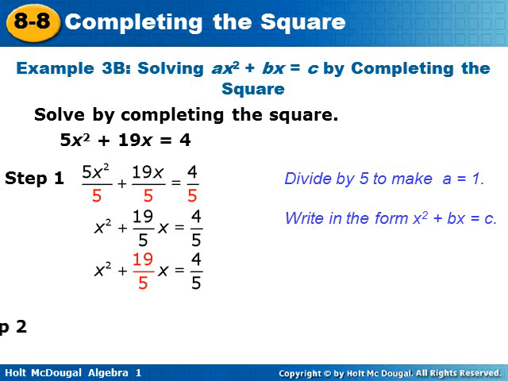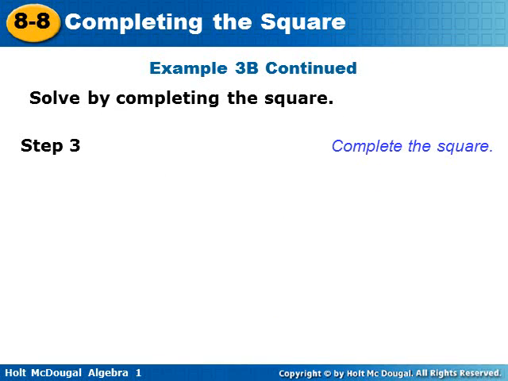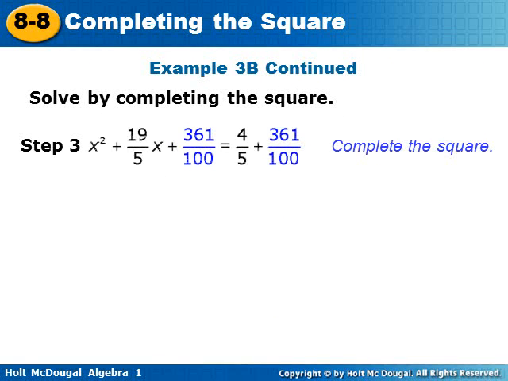And now b is 19/5. We have to divide by 2 and then square it. So 19/5 divided by 2 is like saying times 1/2. If you think of it as 19/5 divided by 2/1, you have to flip the second fraction and change it to multiplication. So it would be 19/5 times 1/2, which is 19/10, and then squared is 361/100. To complete the square, we're going to add 361/100 to both sides.